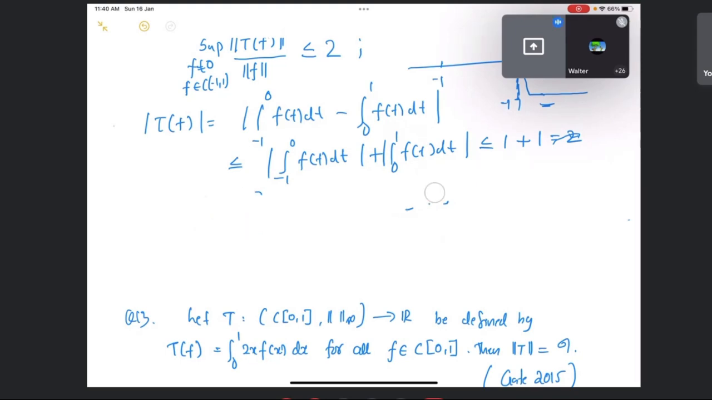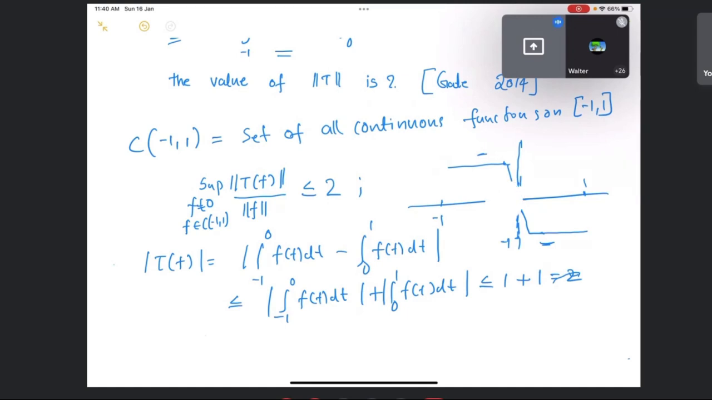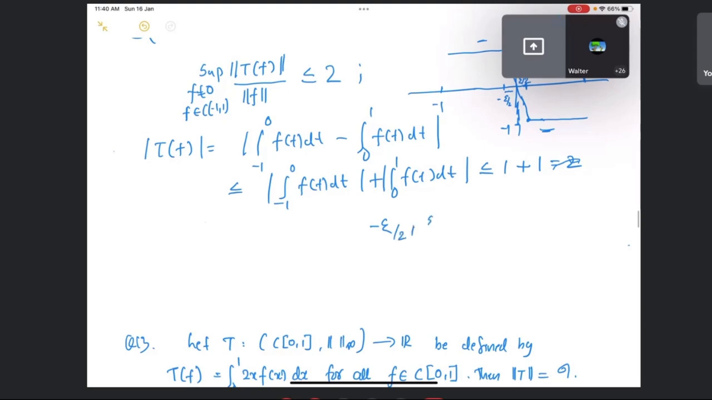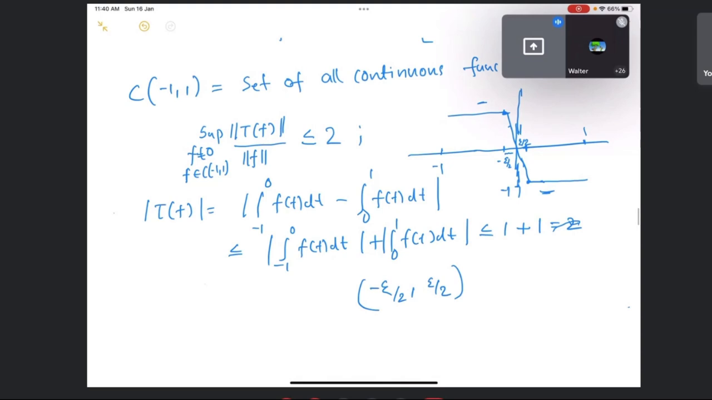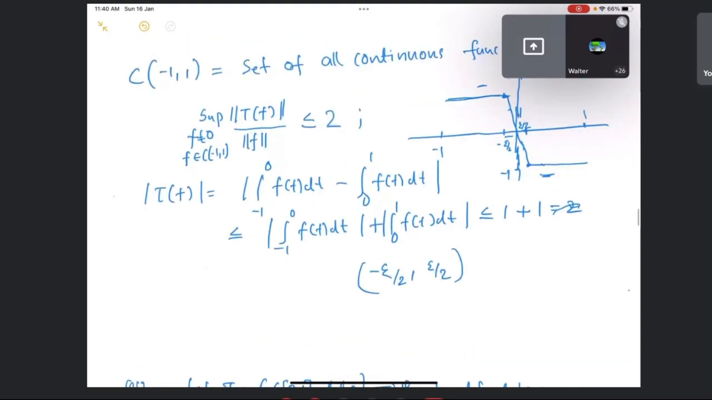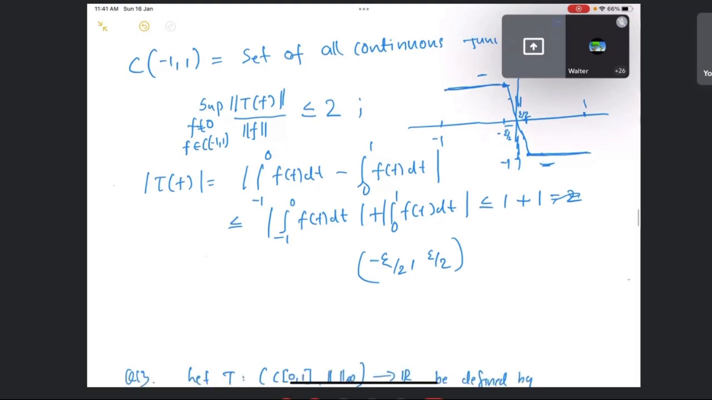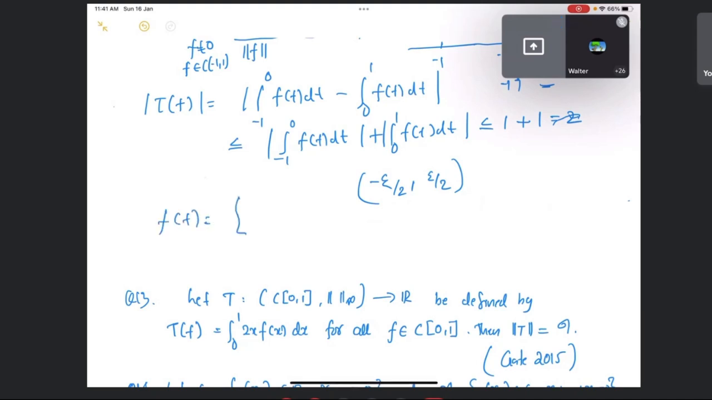So for that, you take an epsilon and you consider this. There is a bend here and there's a bend here also. So this length is, say, epsilon by 2 or something, and this is also epsilon by 2. So in between the interval minus epsilon by 2 to plus epsilon by 2, you are joining the line y equal to 1 and y equal to minus 1. So in between this interval, you define f of t to be 1 for x less than or equal to minus epsilon by 2, minus 1 for x greater than or equal to epsilon by 2, and the line joining. So you can always form an equation of the line joining these.